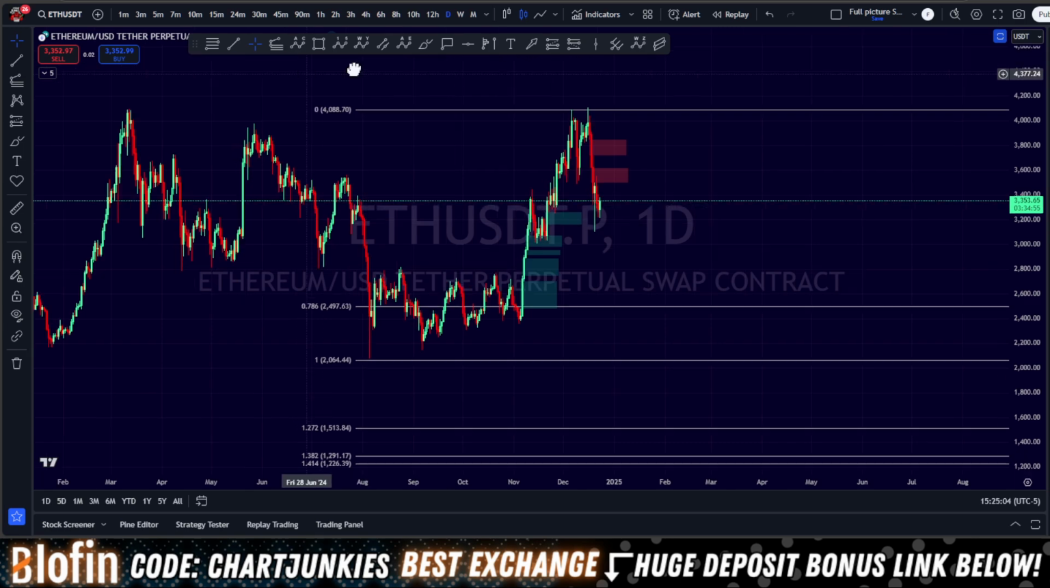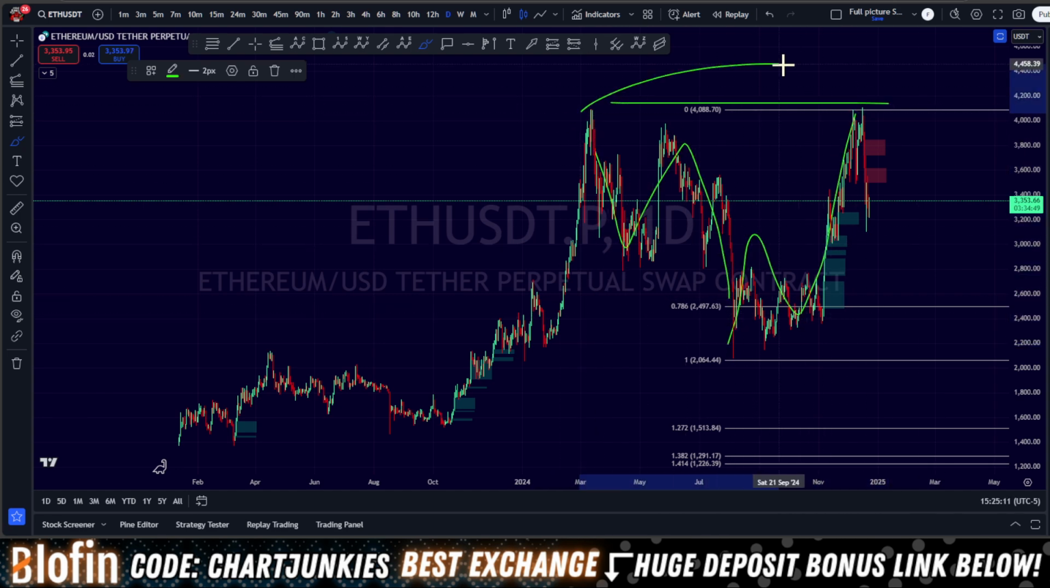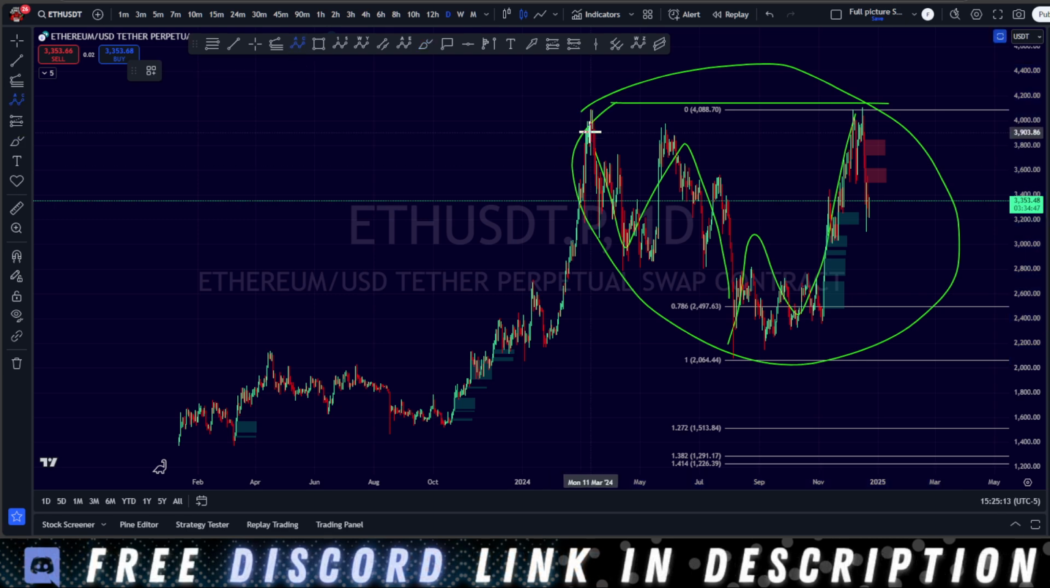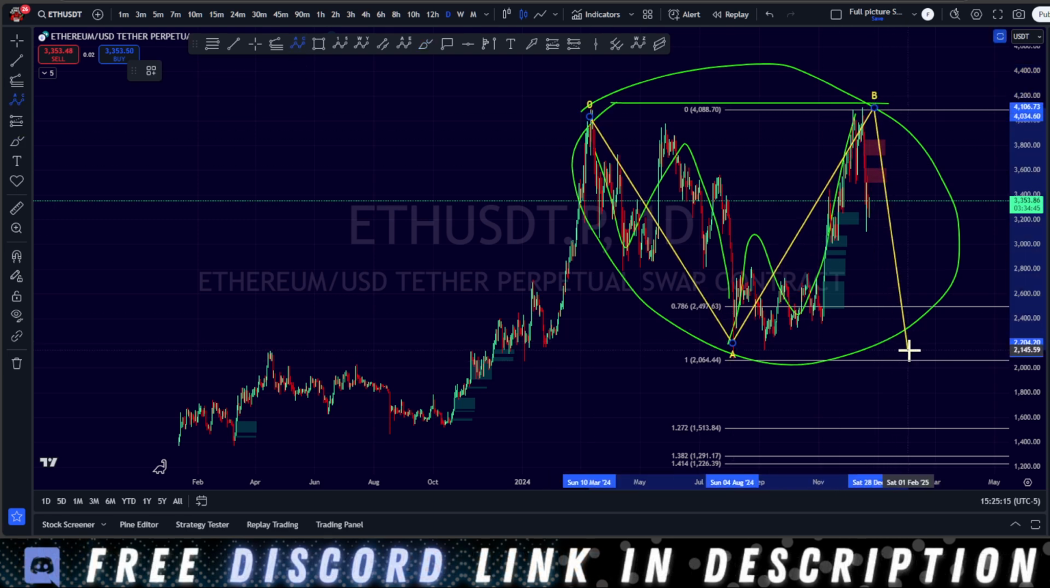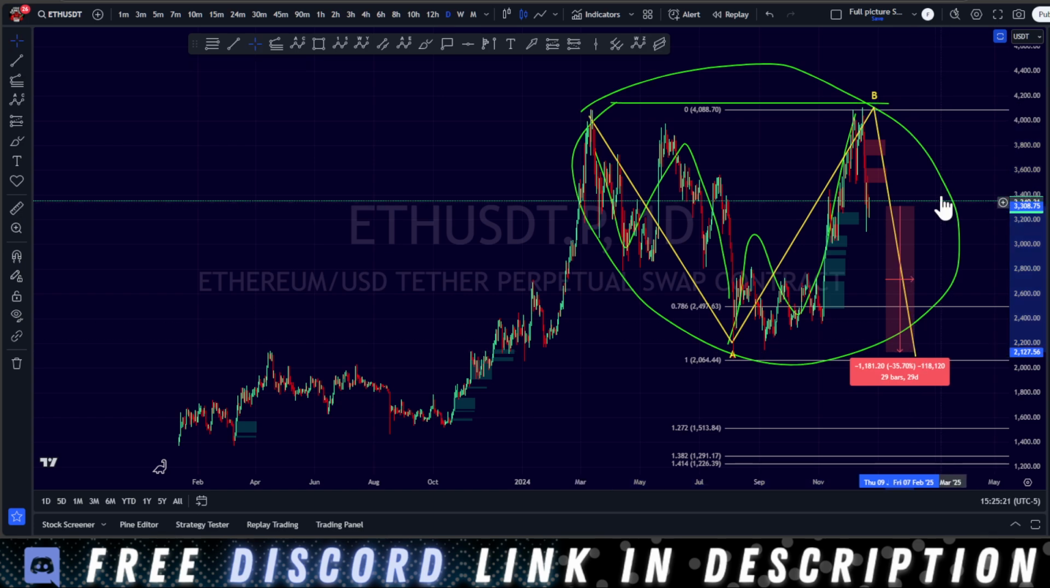Ethereum, same thing. It's very real where we have a correction down. We have a correction up that broke the high. This whole thing is a flat, guys. It is on the charts. The 1-to-1 is down here at 2K. That's another 35% down.